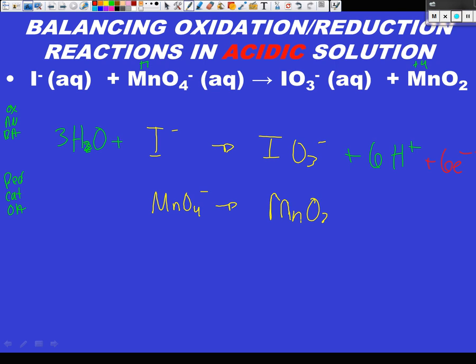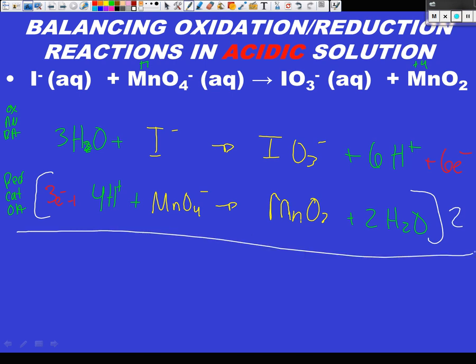Okay, the bottom one is also kind of weird. I've got 4 O's and 2 O's, so that means I just need 2 waters, and that gives me how many hydrogens? 4 hydrogens. Okay, so my electrons, I've got a neutral and I've got positive 3, so that means I need 3 electrons. So now let's look at my electrons. Which half do my electrons affect? The bottom half, and what do I multiply the whole bottom by? 2.